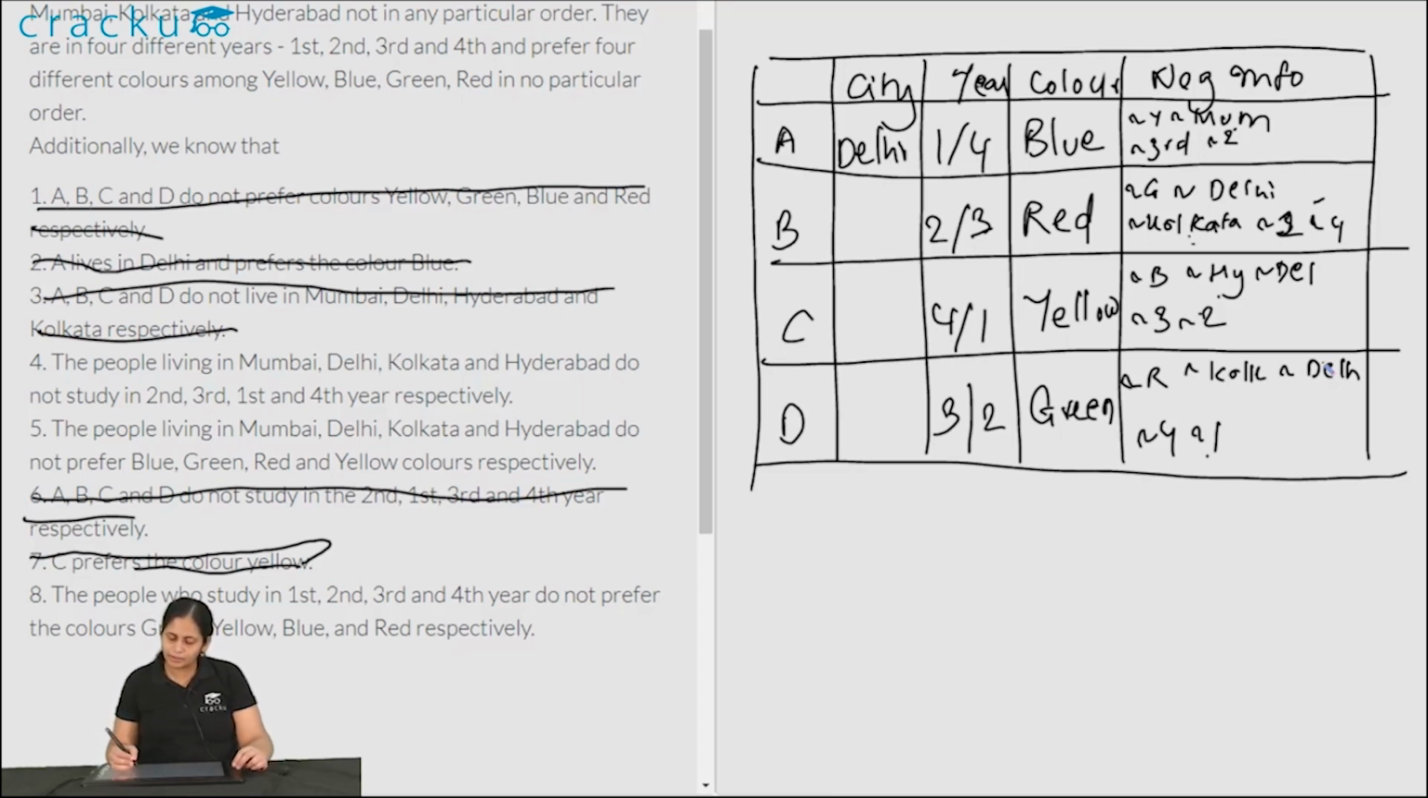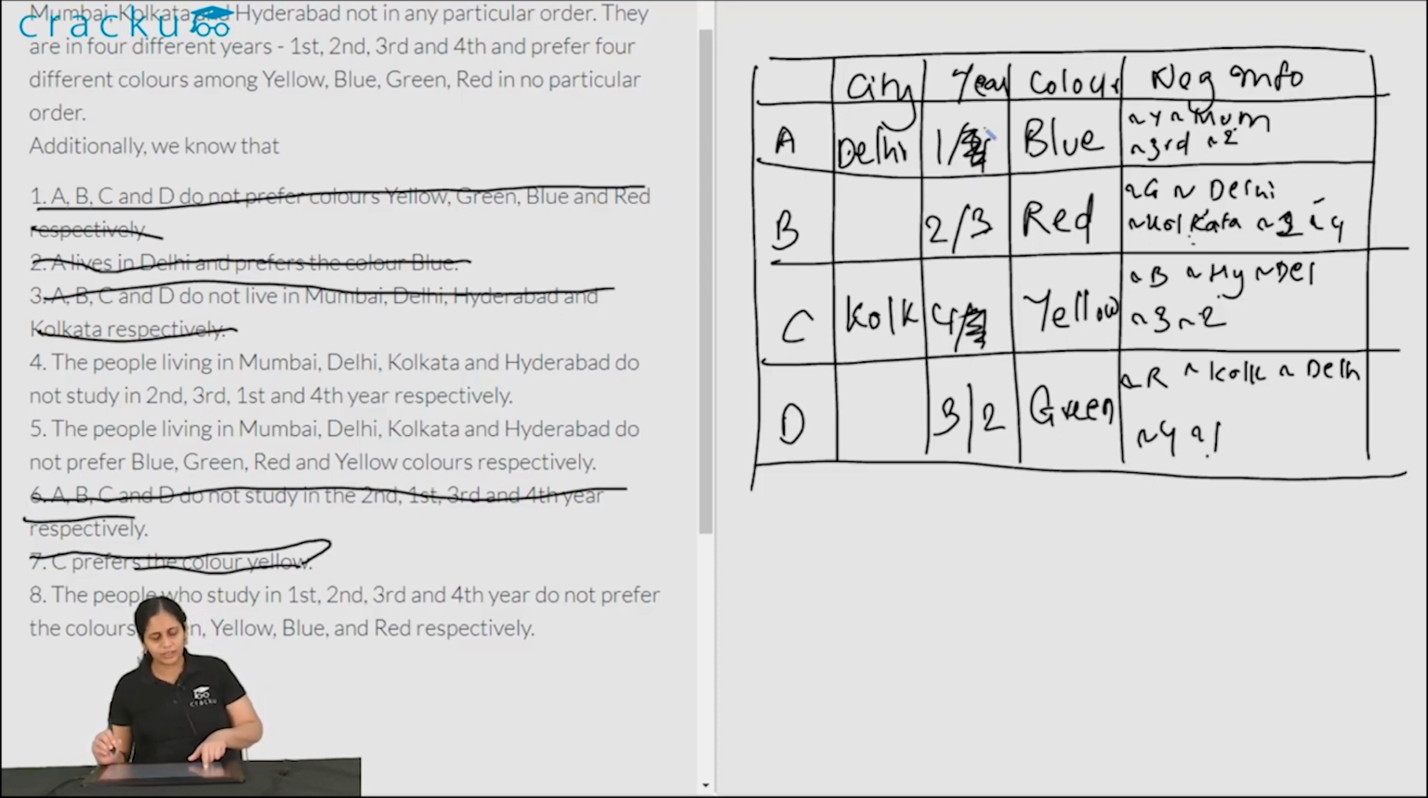So the other one, which is Kolkata, since Kolkata is not over here, not over here, and not over here also, so this guy will have to be Kolkata. So this guy is Hyderabad or Mumbai, this guy is Hyderabad or Mumbai. But I know that the guy who is in Kolkata is not there in the first year. So this guy is definitely in the fourth year. That means the Delhi guy is in the first year. Okay, so that I know.